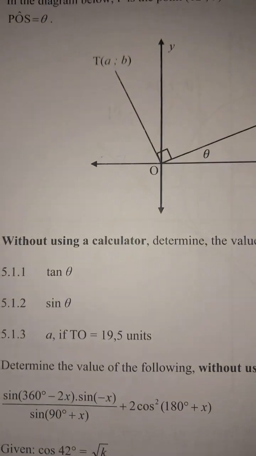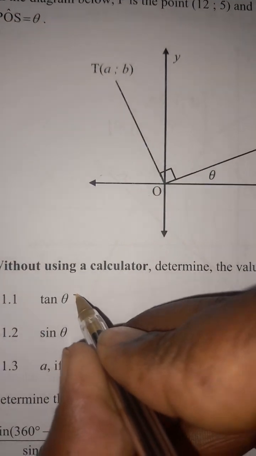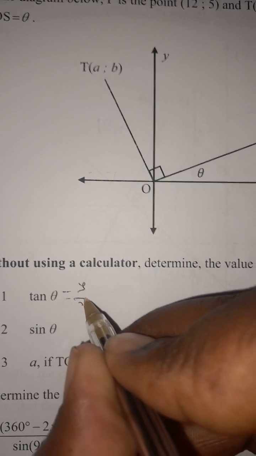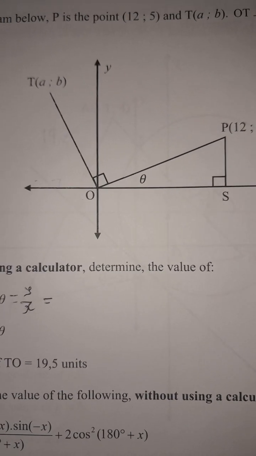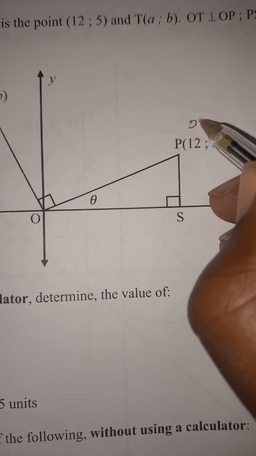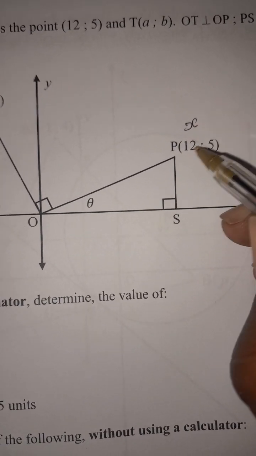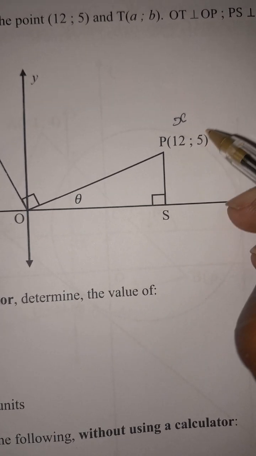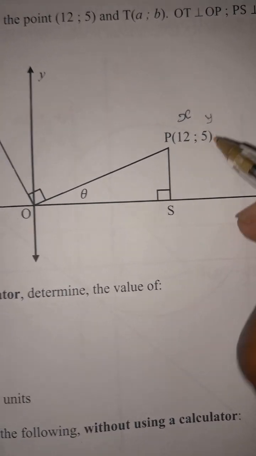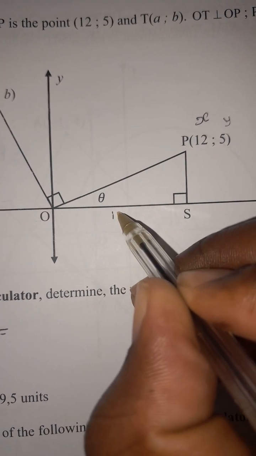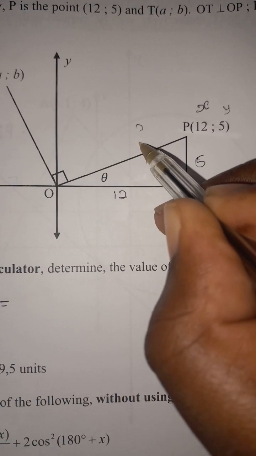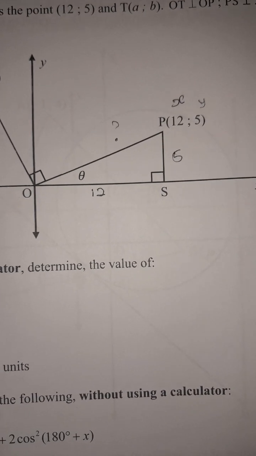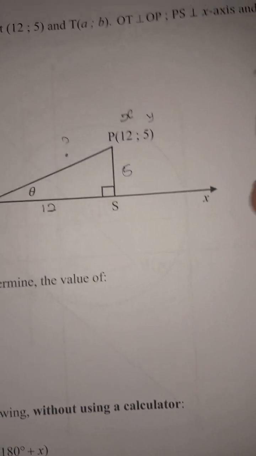So in this case, we are having tan. So tan is y all over x. So what is interesting is that you have this as your x, your P is 12 and 5, which is a point, which is your x and y. So our x will be, in this case, 12, then our y will be 5. So the missing part here will be OP. How do we get OP?